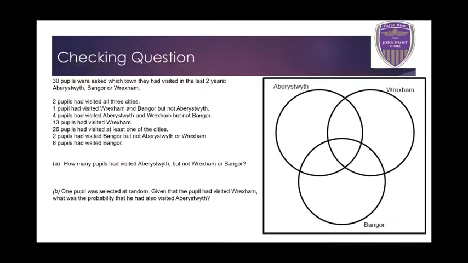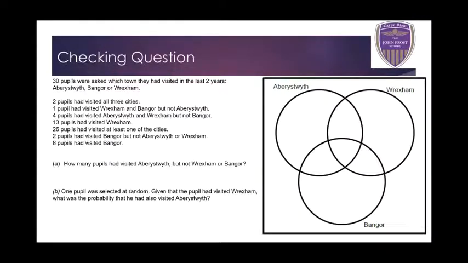So 30 pupils were asked which town they had visited in the last 2 years: Aberystwyth, Bangor or Wrexham. So we've got a 3-way Venn diagram now, okay? So be really careful when you're filling this in, okay? Two pupils visited all 3 cities.